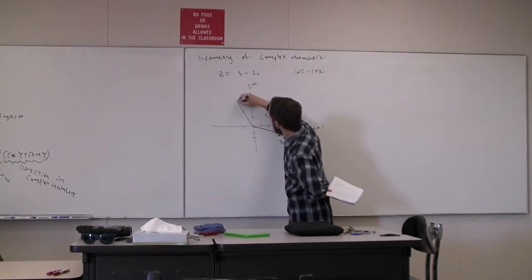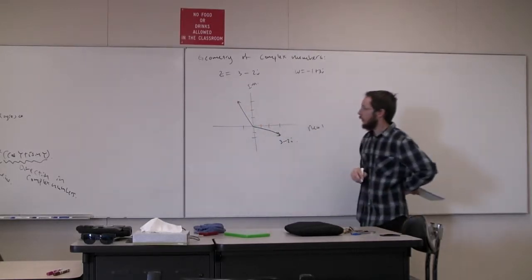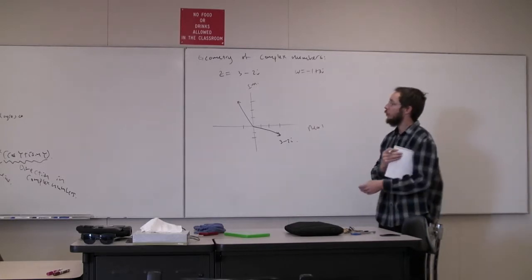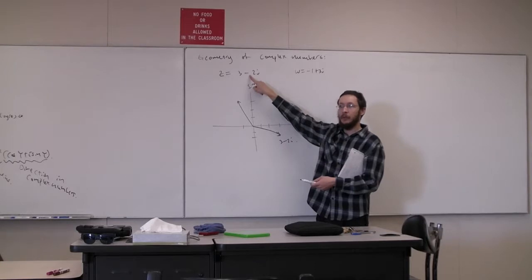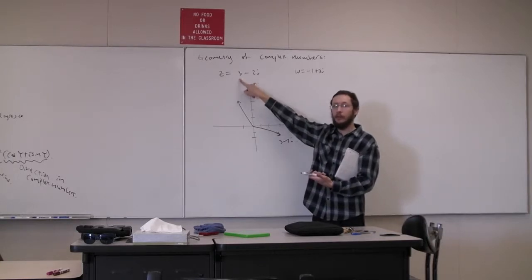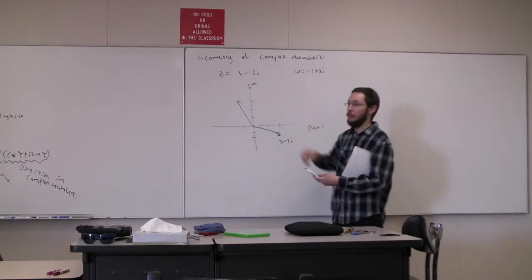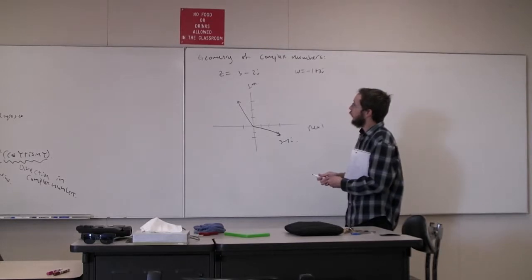And so that's the geometric interpretation of a complex number, is that you've got a real part and an imaginary part. Real part says how far to go in the x direction. Imaginary part says how far to go in the y direction. So any questions here?